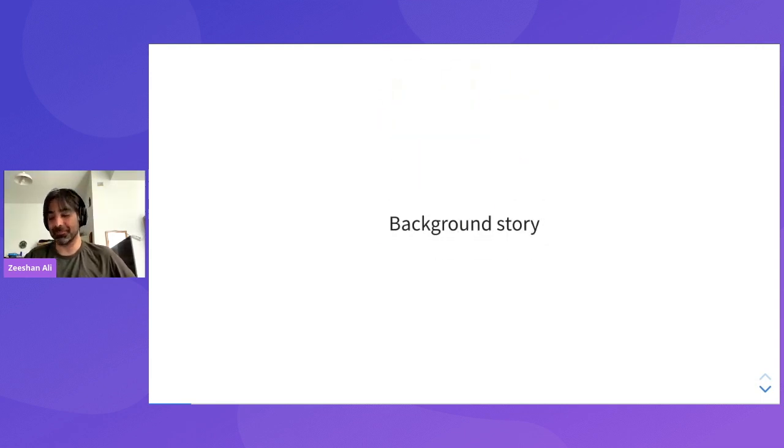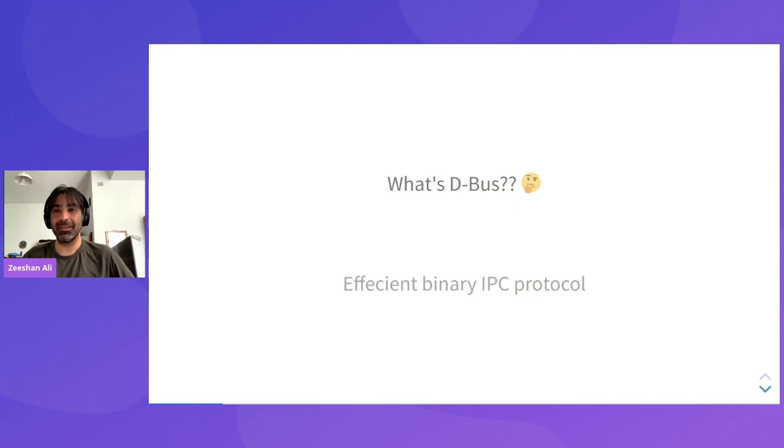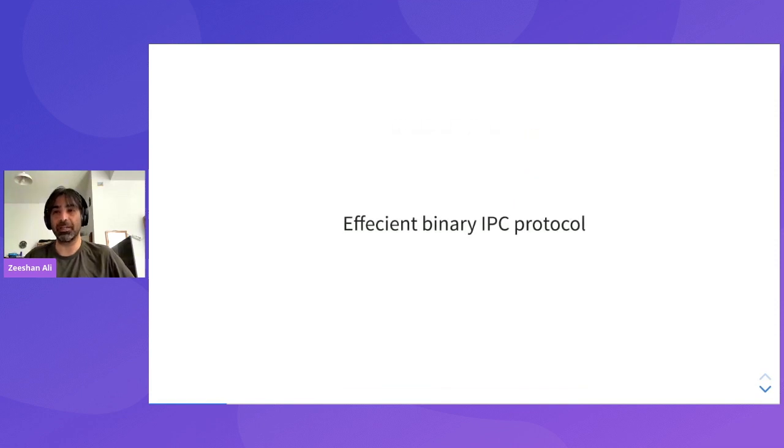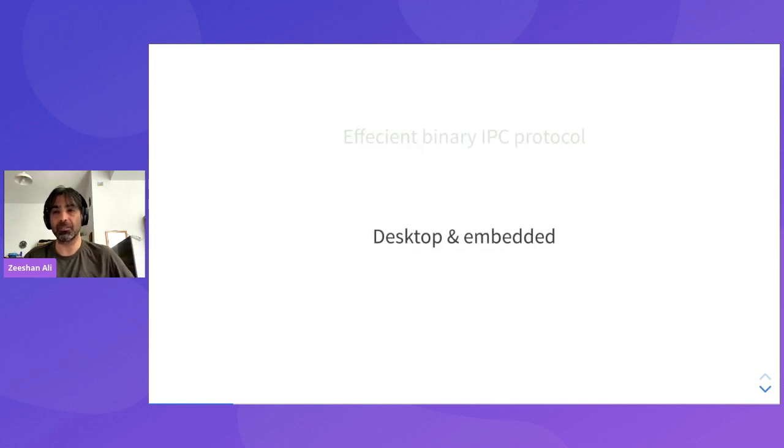A bit of background story for the talk. I have a service called GeoClue, and I wanted to oxidize it for multiple reasons. It's a geolocation service, and it uses dbus for IPC, and it's written in C. But what is dbus, many of you might ask. It's a very efficient binary interprocess communication protocol. On desktop and embedded on Linux especially, it's very, very popular, and it's used by many projects out there.